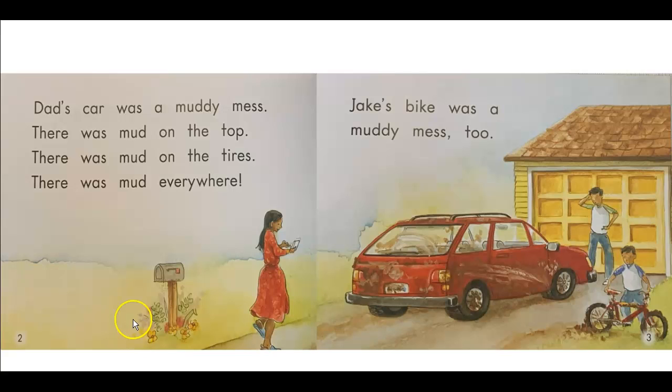Let's look at the sentence on page 3. Jake's bike was a muddy mess, too. This here is a comma, and when you see a comma in a sentence, it is a reminder that you need to take a brief pause, a brief stop when you see it. Listen to Mrs. Grant read it again. Jake's bike was a muddy mess, too.